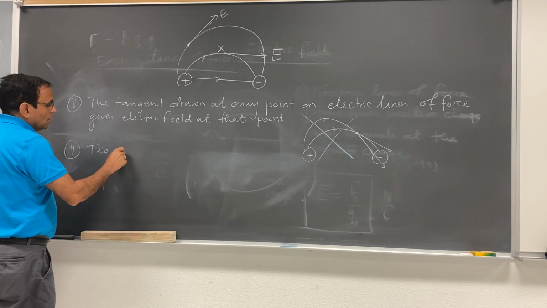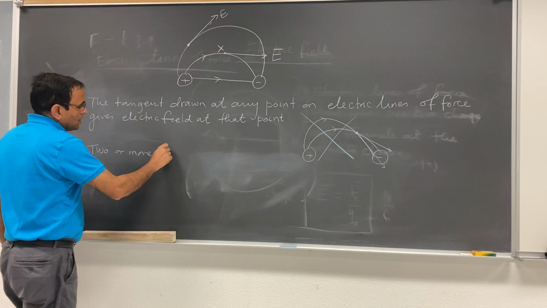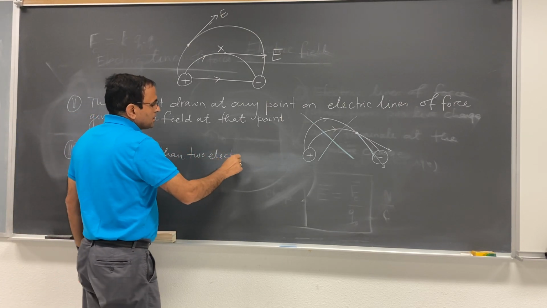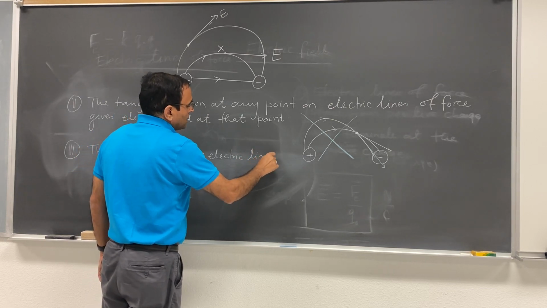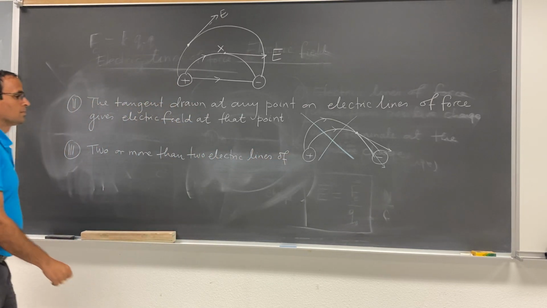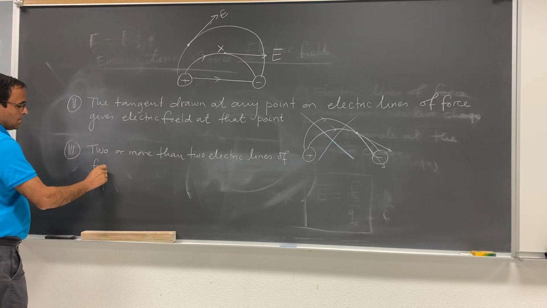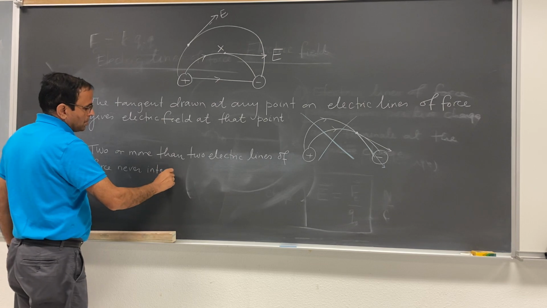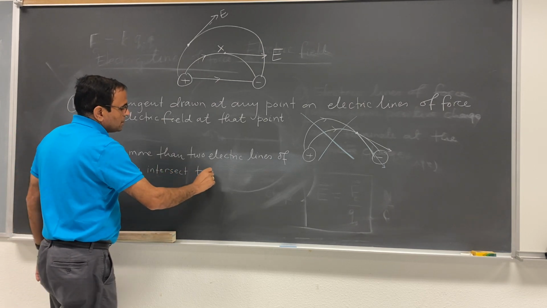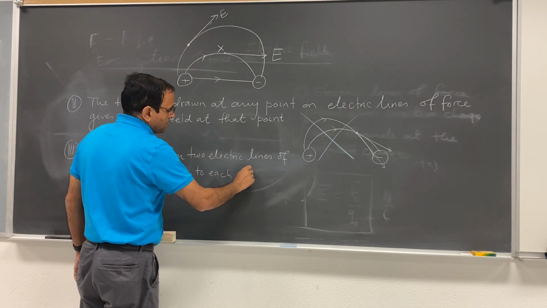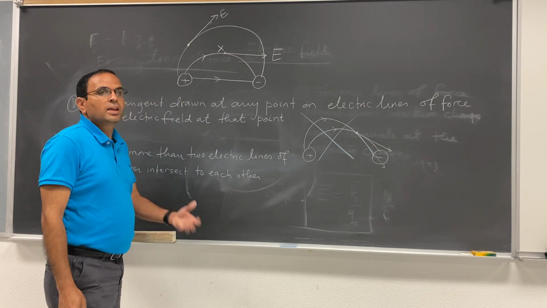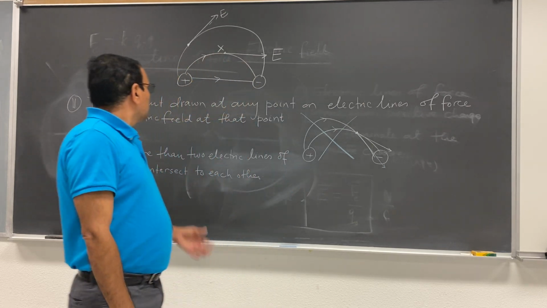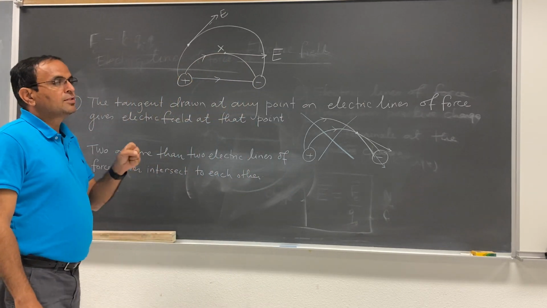So your third property is: two or more electric lines of force never intersect each other. This is not possible. Why? Because at the point of intersection you will have two electric fields. That is not possible. So this is the third property, and these three properties are really important, but there are many properties.